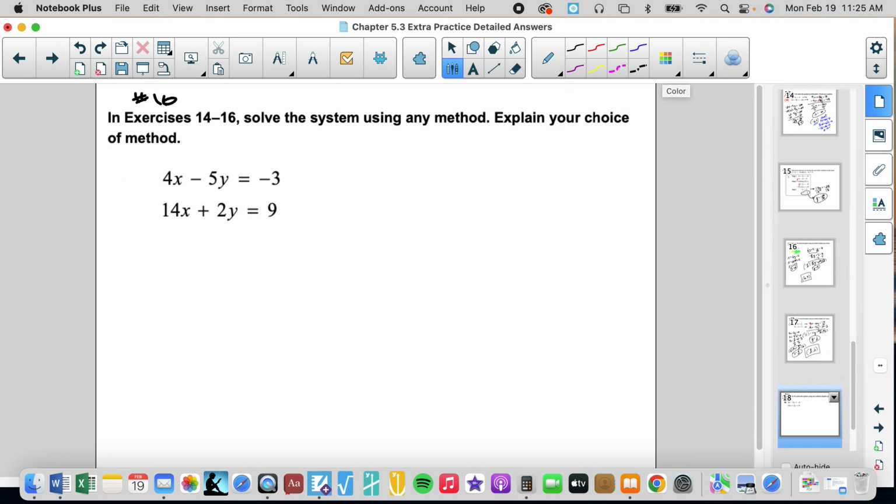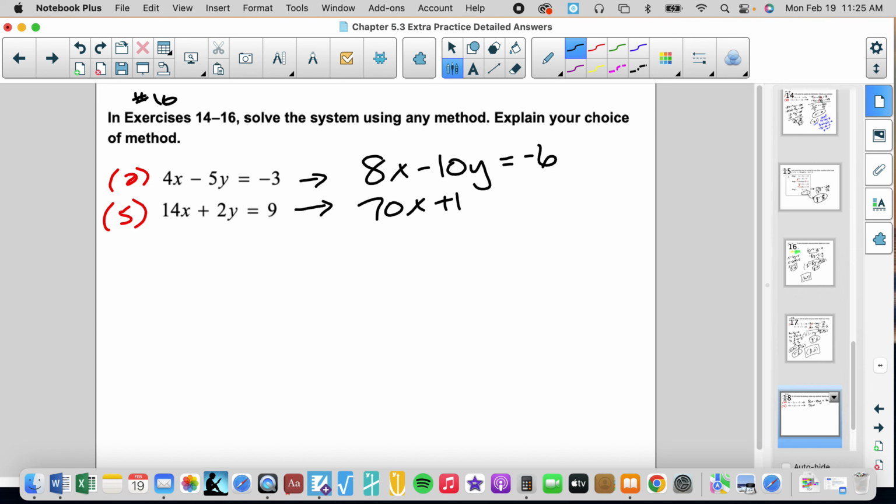notate appropriately. Definitely we're not using substitution. Isolating doesn't really help us. It's probably going to be easier to multiply by 5 and 2. I chose y because they have opposite signs. I don't have to worry about negatives. 8x minus 10y equals negative 6. Those are pretty easy.